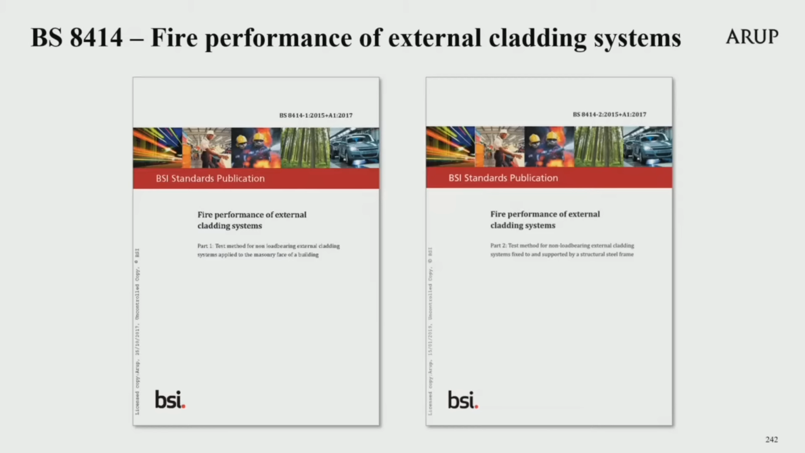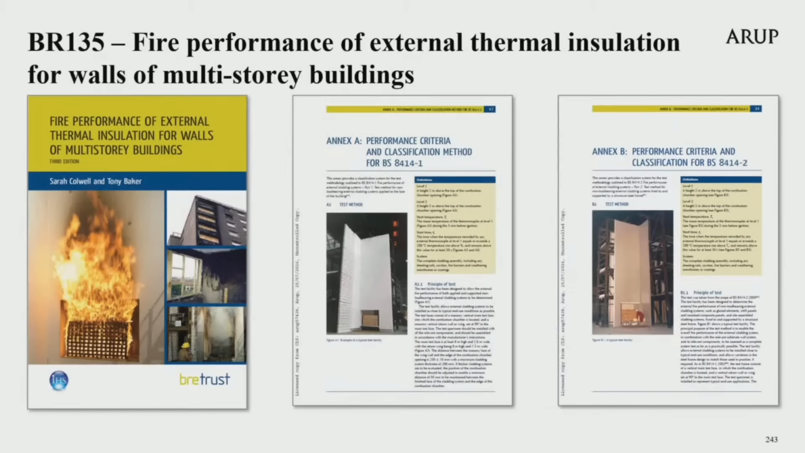The purpose of the test is to evaluate the ability of the system to resist the propagation of the fire upwards or penetration through the system. Part 1 was the relevant standard for Grenfell Tower. BR 135 contains 2 annexes, and each provides performance criteria to be observed and measured during the 8414 tests. Annex A and Annex B address BS 8414 Parts 1 and 2 respectively.